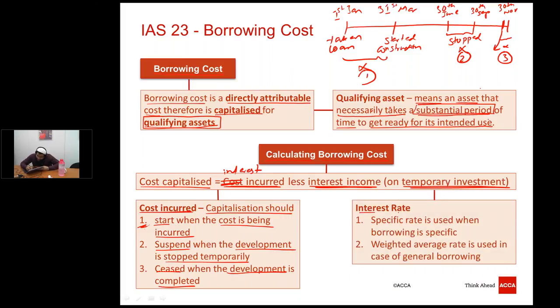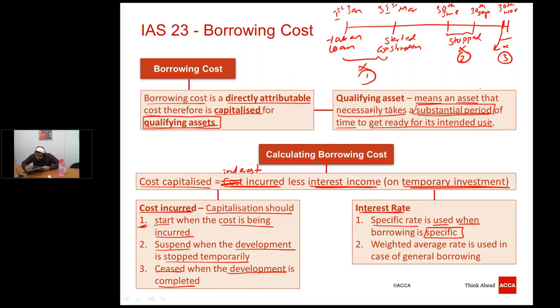Okay, now let's discuss the interest rate. Now there are two types of loan, a specific loan and a general loan. The specific rate is used when the borrowing is specific. If I have borrowed specifically for this asset, then the specific rate will be used.